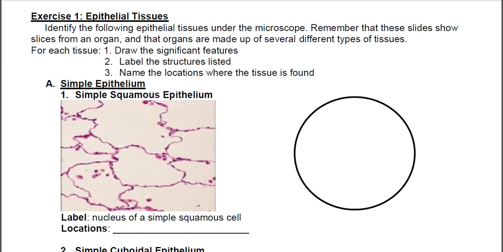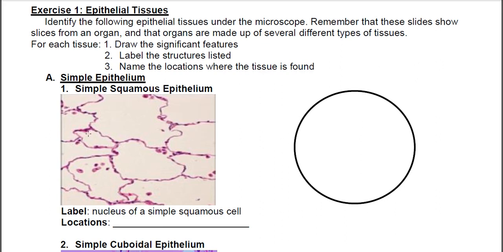The first type of epithelium that we have is the simple squamous epithelium. So it's simple because there's one layer of cells. It's squamous because those cells are flat. So what we're looking at here is a lung. This is a slide from a lung. And so each of these lines are cells. It's cell next to another cell lined up in a line.